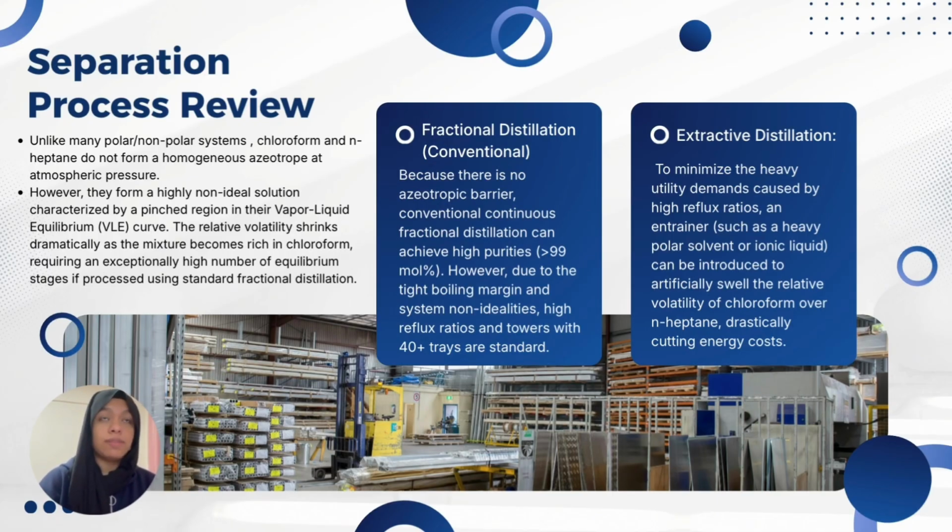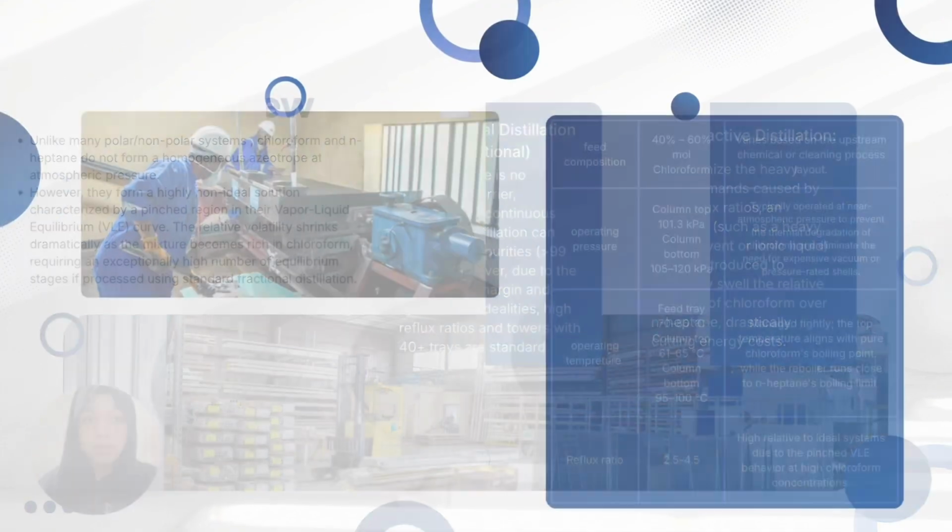So one separation is conventional fractional distillation. Because there is no azeotrope barrier, conventional continuous fractionation can achieve high purities. However, due to the tight boiling margin and system non-idealities, high reflux ratios and towers with 40-plus trays are standard. Extractive distillation can also be used, to minimize the heavy utility demands caused by high reflux ratios. Entrainers such as a heavy polar solvent or an ionic liquid can be introduced to artificially swell the relative volatility of chloroform over n-Heptane, drastically cutting the energy costs.